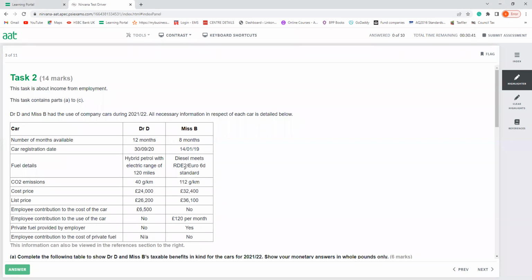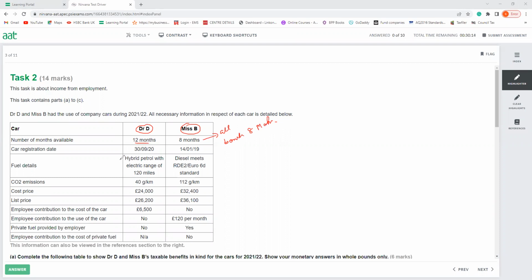So we have a car for Dr. D and Ms. B. Number of months: for Dr. D it is 12 months and for Ms. B it is 8 months. That means all the benefit will be capped to 8 months. Remember that you have to calculate all the benefit for 8 months.